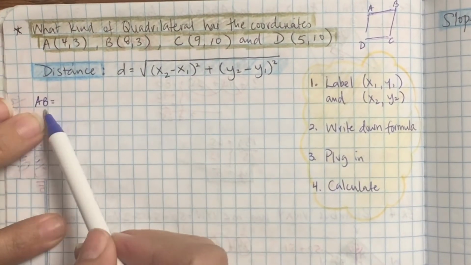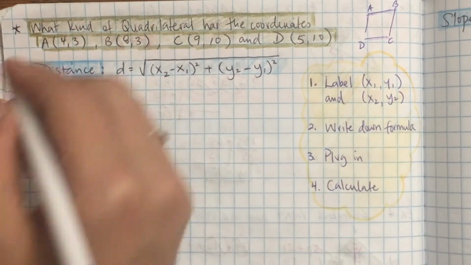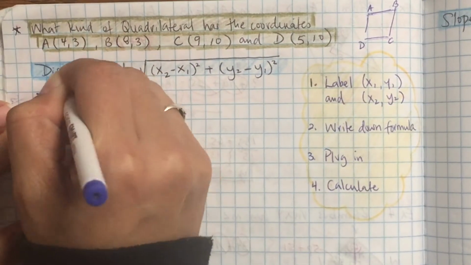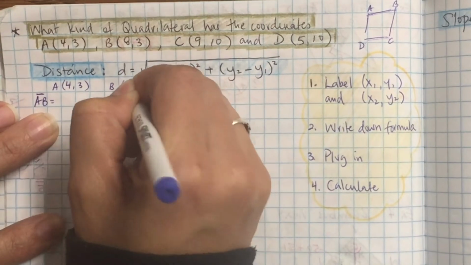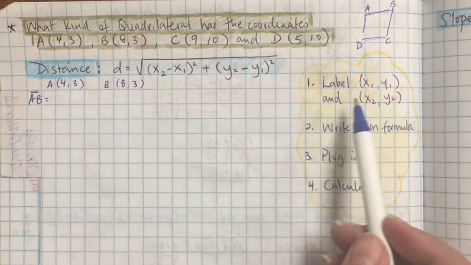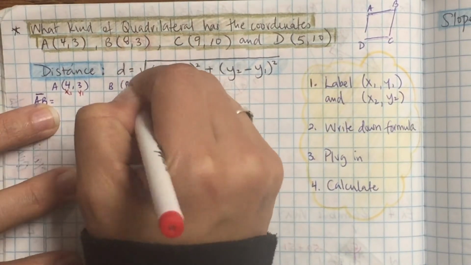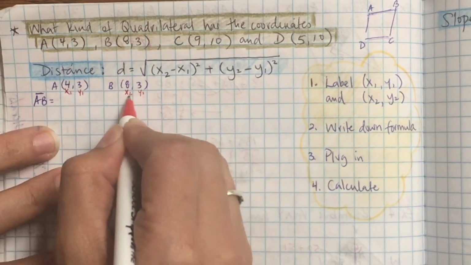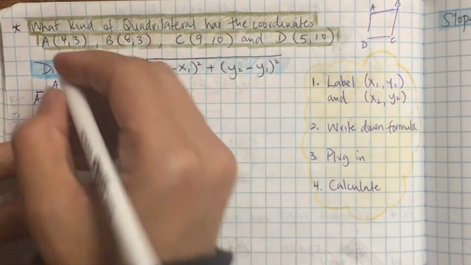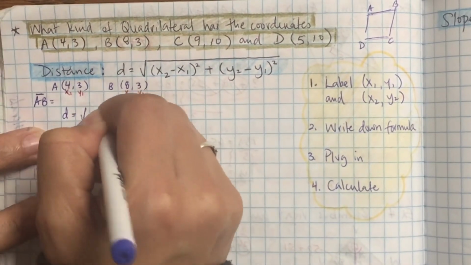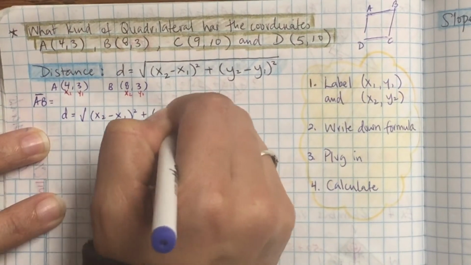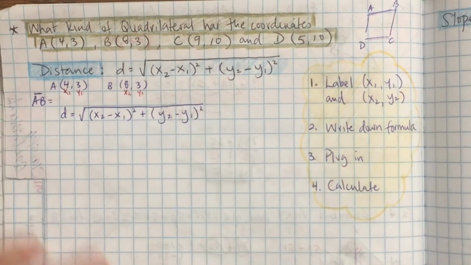So it says label x1, y1, x2, y2. So I'm going to write down the coordinates for AB, which are 4, 3, and 8, 3. And then I'm going to label it x1, y1, then x2, y2. Make sure the 1s are with the 1s and the 2s are with the 2s. Write down the formula. So you're going to write down the distance formula, and this is given to you in a reference sheet. So just copy it down from the reference sheet.